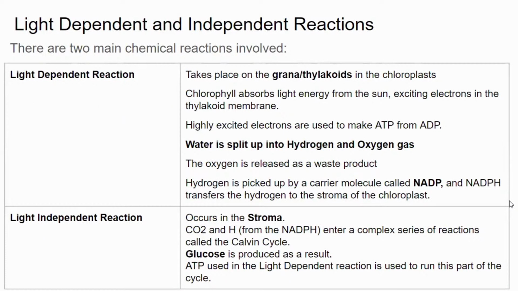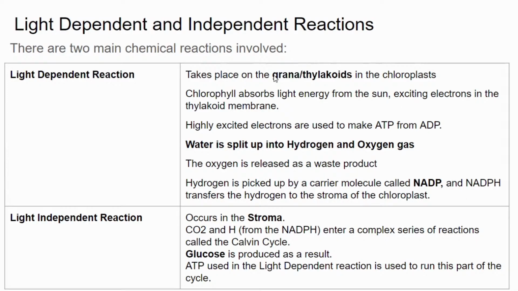There are two main chemical reactions involved in photosynthesis, the light-dependent reaction and the light-independent reaction. So the light-dependent reaction, from the name, tells you that it depends on light. It occurs during the daytime, whereas the light-independent reaction does not require light and can happen at any time. So let's start with our light-dependent reaction.